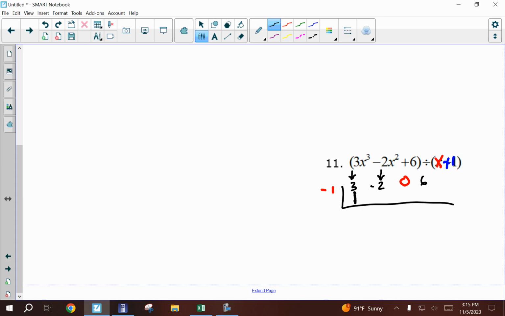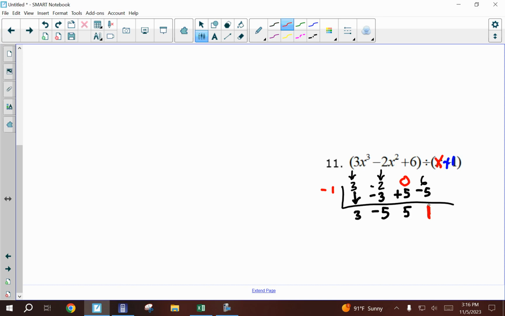So the algorithm is drop the first one and then times. So that makes -3. Then I combine these. That's -5. And then times again. So that's +5. 0 plus 5 is 5. And then times those again. And that's -5. And then we combine those. And then that's 1. So you can see this last number.